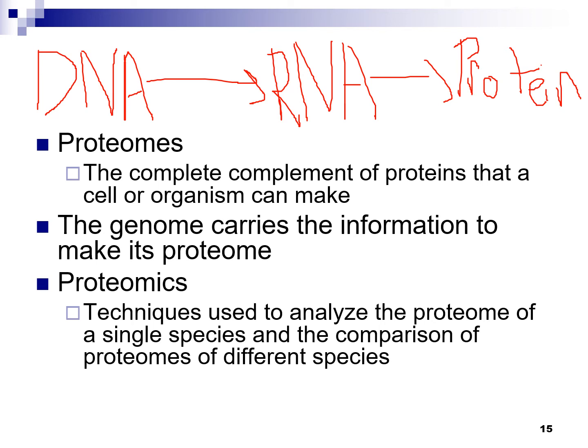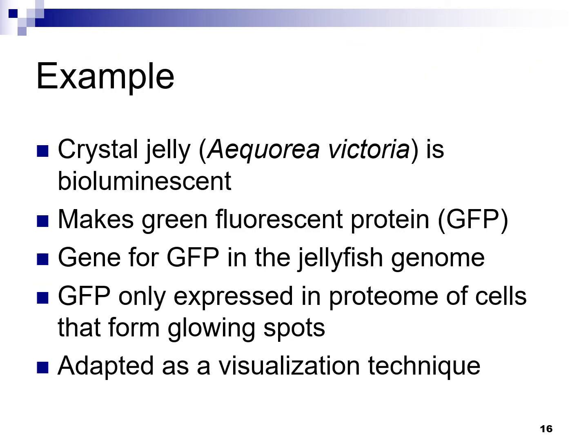So the proteome is the different proteins that each cell can make. Your liver cell makes a protein that helps create bile for your liver. You certainly don't want the bile protein active in your eye. So your eye makes different proteins than your liver, which makes different proteins than your skin. And all of the proteins that one cell makes, we call the proteome. And this is a theme that we're going to come back to throughout the course. All right, so an example of this genome versus proteome is the crystal jelly. This crystal jelly is bioluminescent.